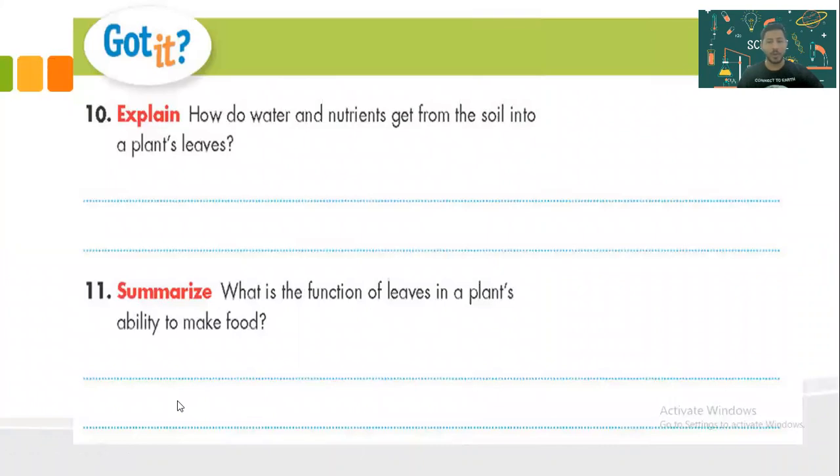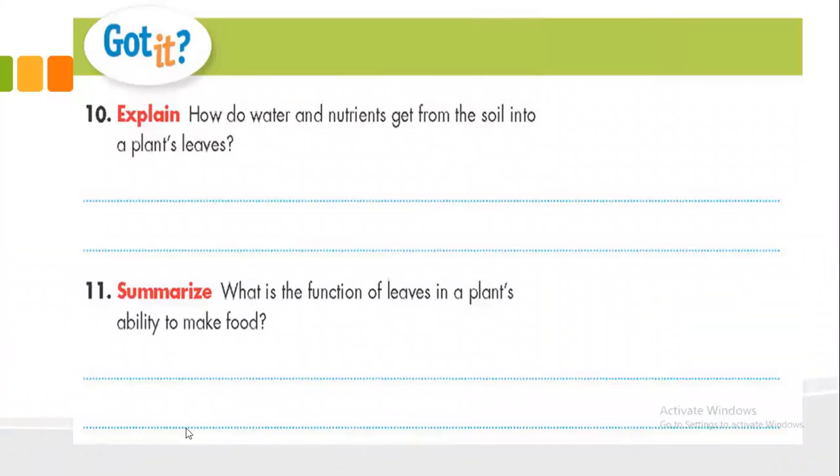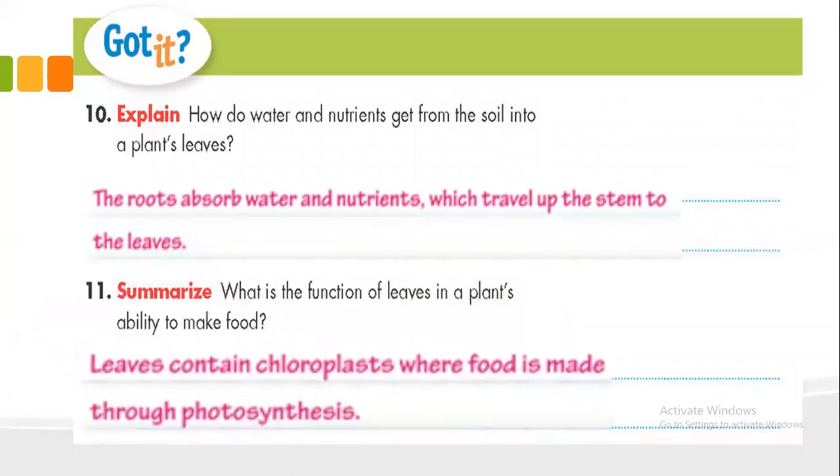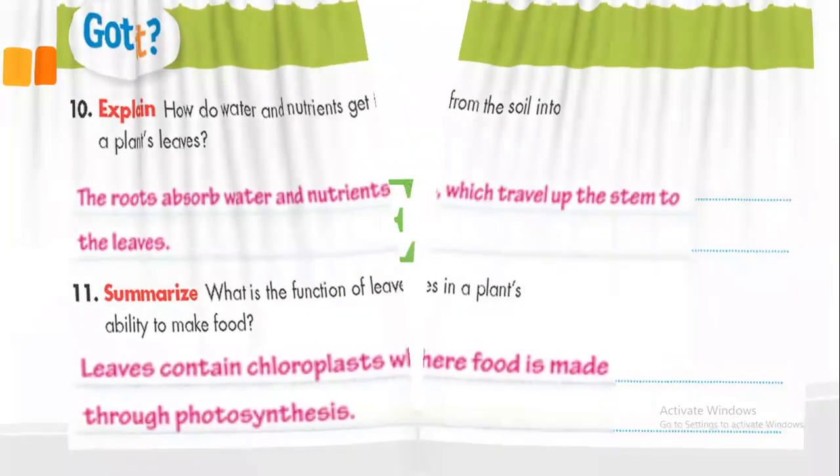Conclusion, we have two questions. Our first one, how do water and nutrients get from the soil into a plant's leaf? Yes, the roots absorb water and nutrients, which travel up the stem to the leaves. Second question, what is the function of leaves in plants' ability to make food? Great. The leaves contain chloroplasts where food is made through photosynthesis.